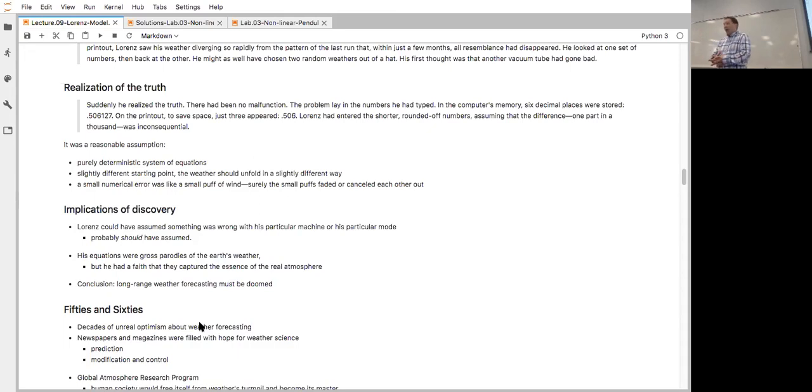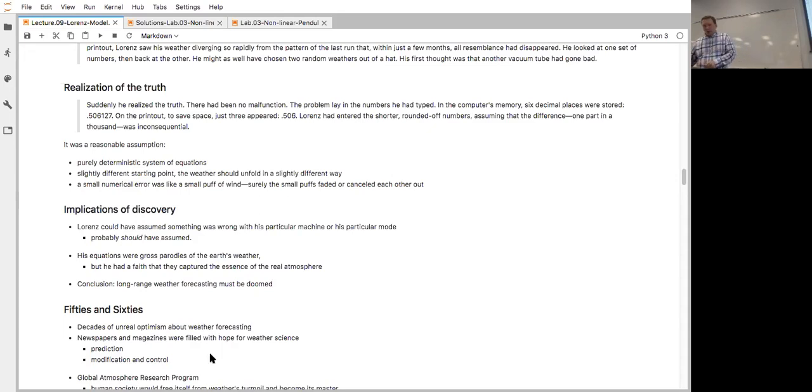Lorenz probably should have done that. That would have been the sensible, logical thing to do. His equations weren't real weather. They were a parody of weather. They were an approximation of the physics. But he trusted that he at least had the physical relationships right. And so what this concluded for Lorenz is that long-range weather forecasting was fundamentally doomed. There is no way you could have done it.